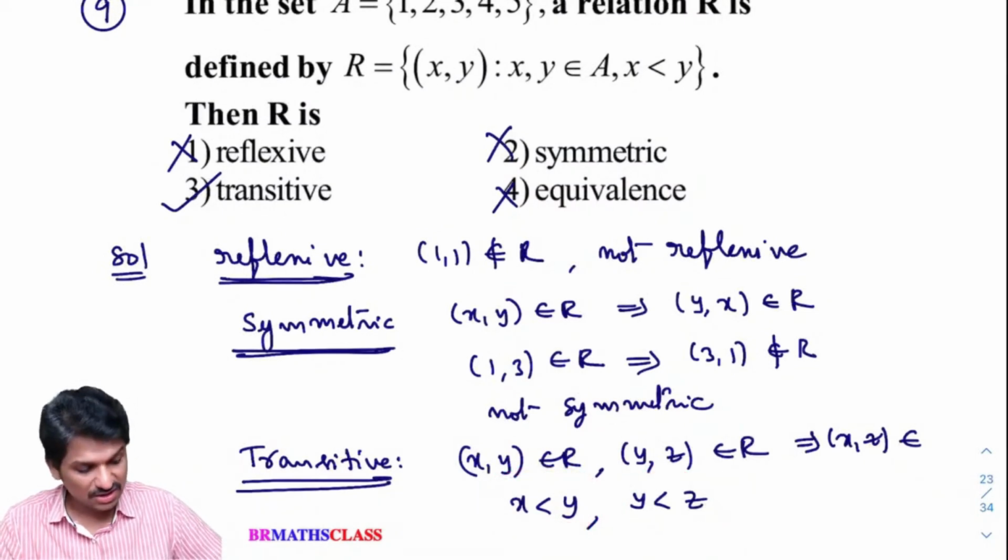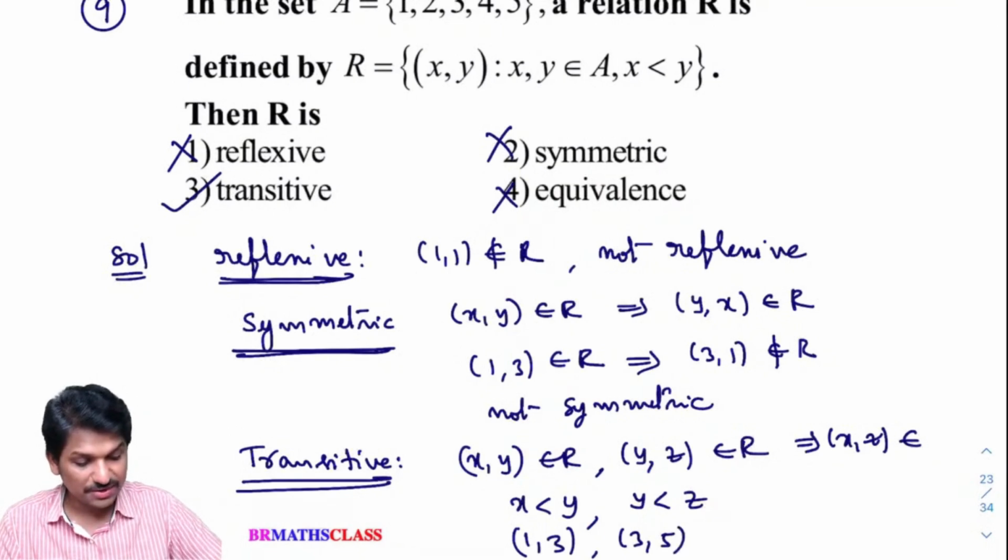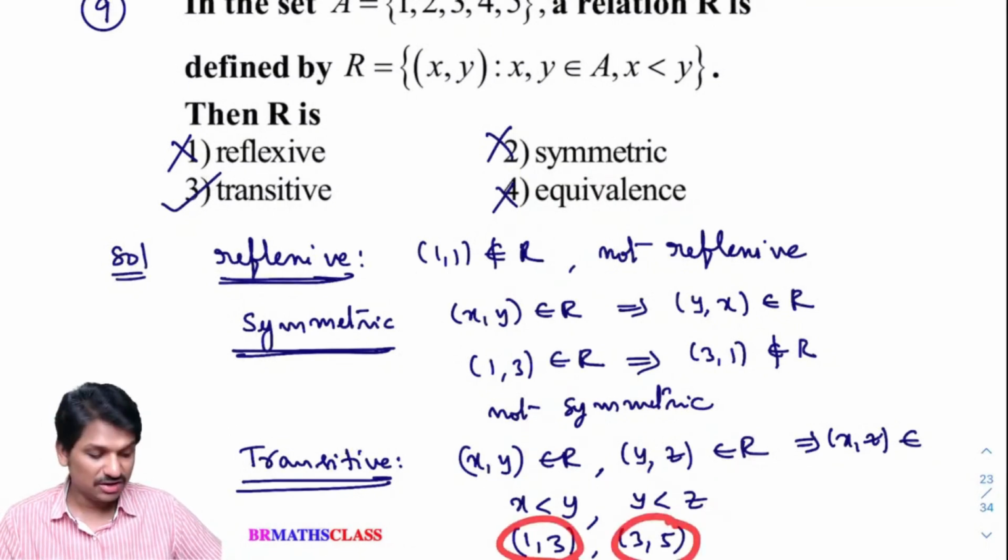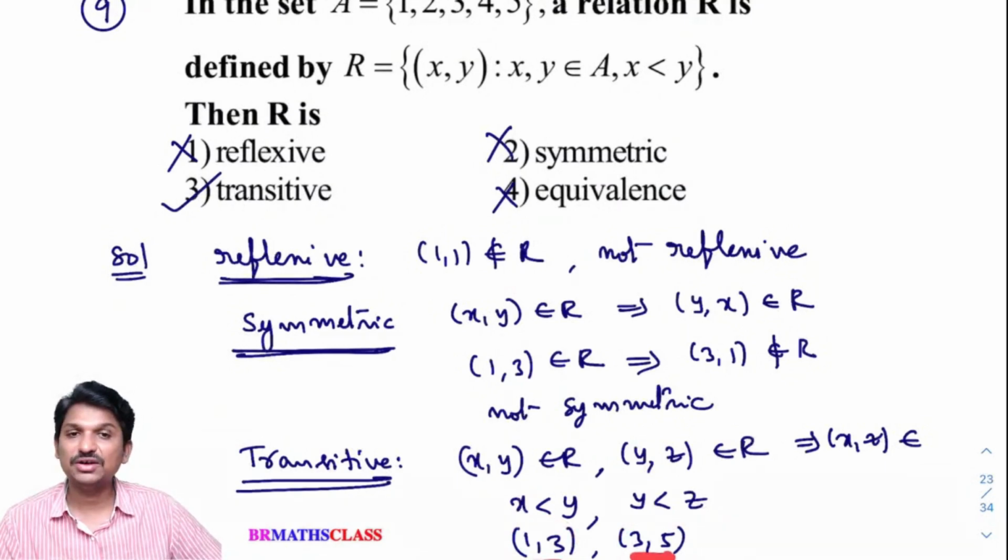Very simple here. Look here. 1 comma 3, 1 is less than 3; 3 comma 5, both are present in this relation. If you want, you can check. Both these elements are there in set A, and you can see 1 is less than 3 and 3 is less than 5. Is 1 less than 5? Yes, this condition holds good.